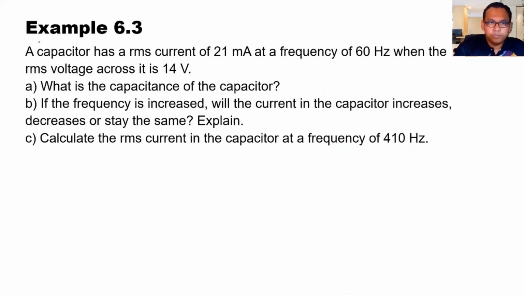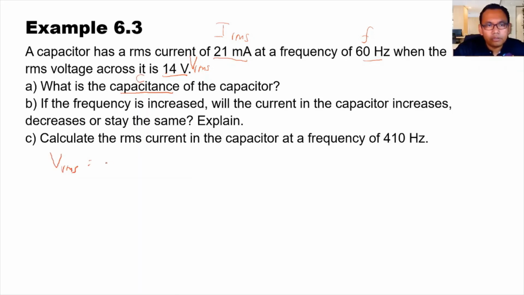Example 6.3. A capacitor has an RMS current of 21 milliampere, so this is I RMS, at a frequency of 60 Hz, so this is F, when the RMS voltage across it is 14 volt, so this is V RMS. What is the capacitance of the capacitor? So the question asks us to find C.